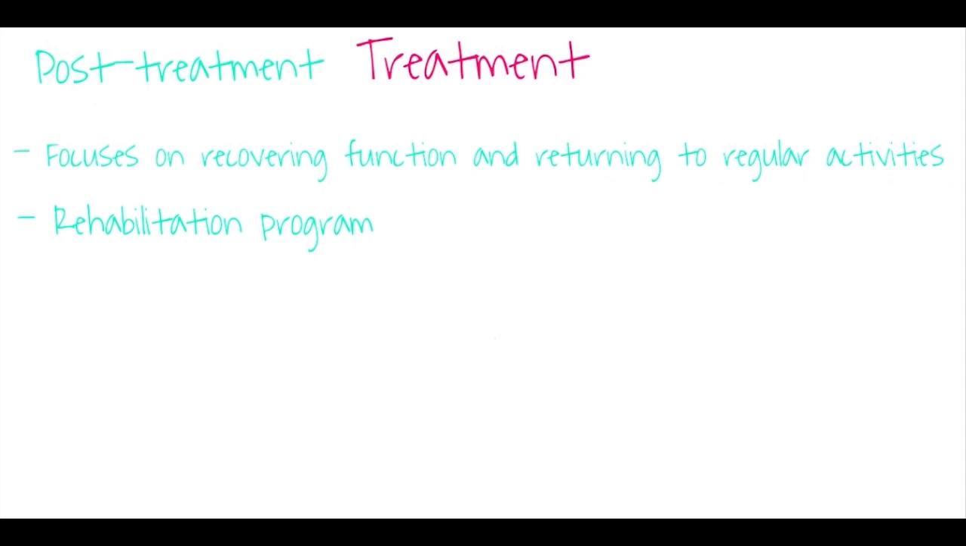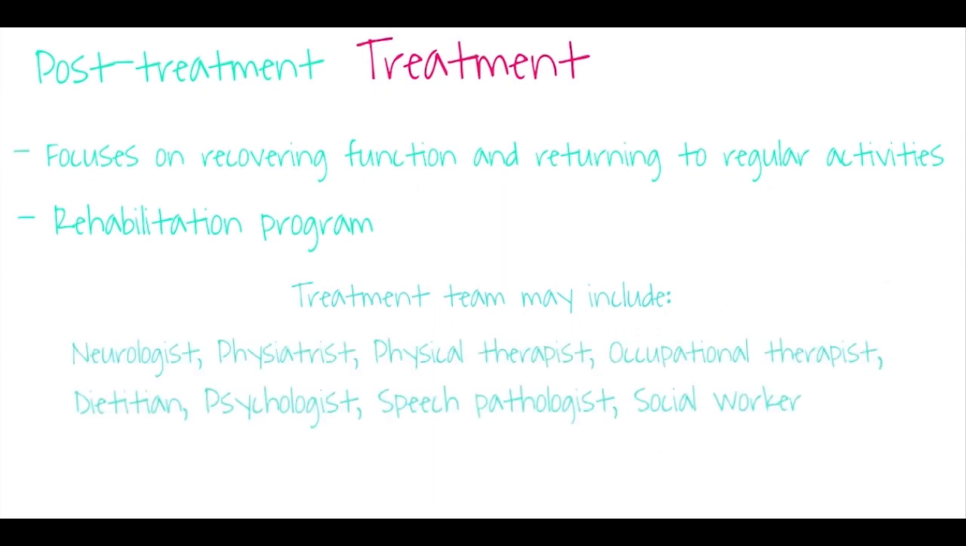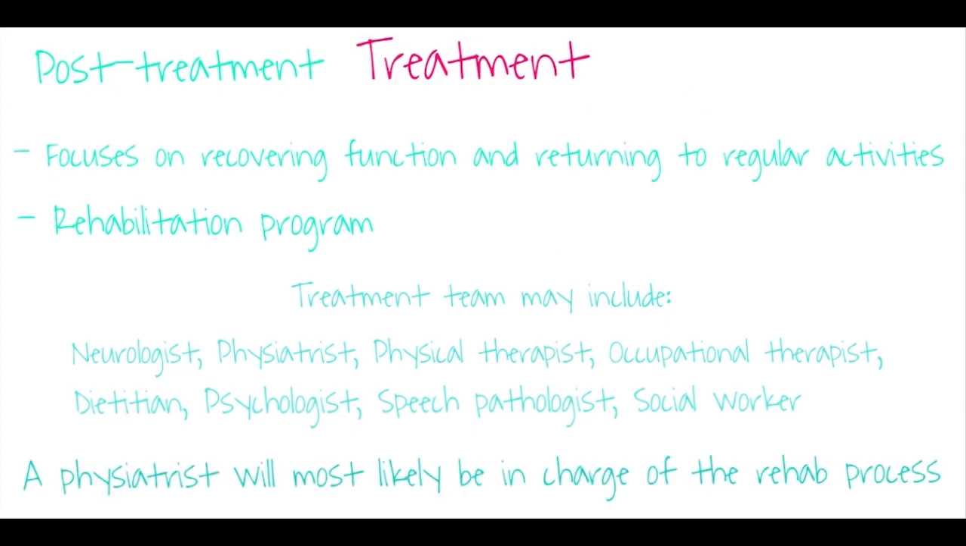Depending on their conditions, the treatment team may include a mix of a neurologist, physiatrist, physical therapist, occupational therapist, dietitian, psychologist, speech pathologist, or social worker. A physiatrist will most likely be in charge of the rehabilitation process and will take into consideration the lifestyle, interests, priorities, the availability of family members, and many other factors to create a specific program for the patient.